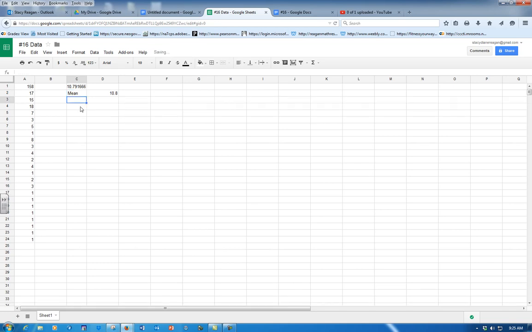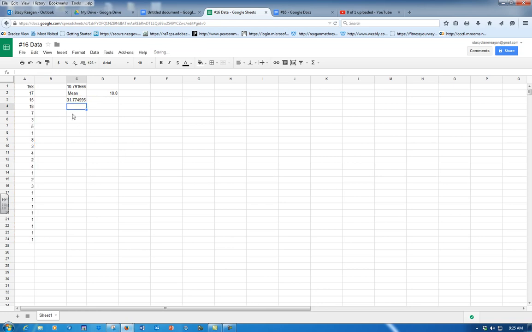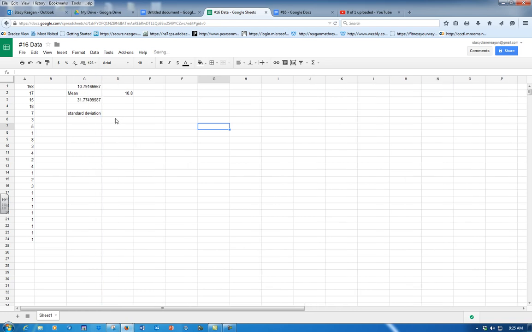Okay, now we also need the standard deviation. So I'm going to start typing equals standard deviation. It's the first thing that pops up. I'm going to highlight everything I have and I'm going to hit enter. So my standard deviation, let's go back and make this a little bigger so we can fill in our standard deviation, happens to be for this one 31.8. So that's my standard deviation.